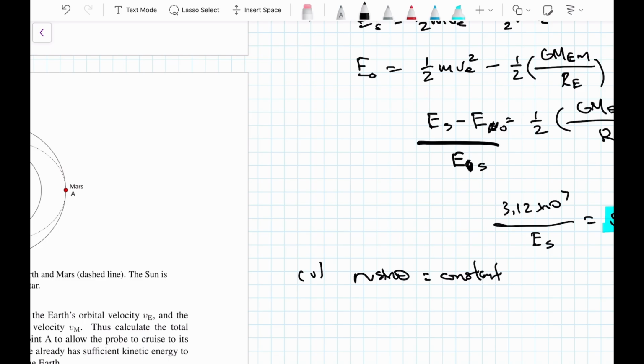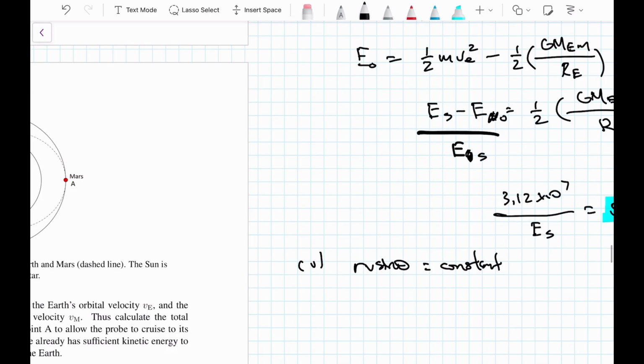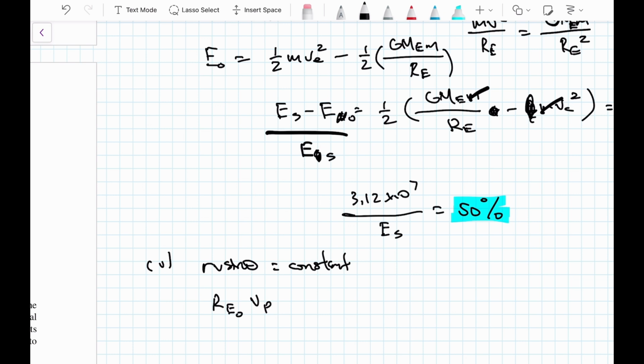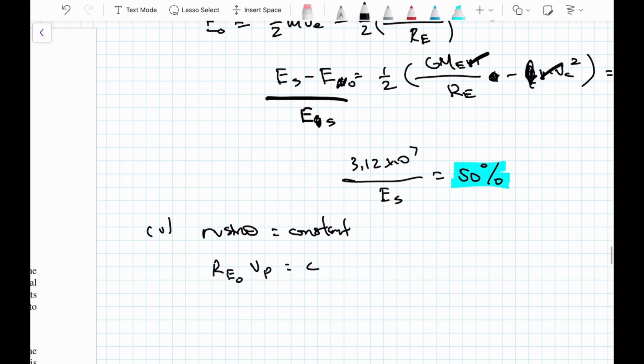Now, let's just say in the case of VP, first of all. In the case of VP, it's basically equal to REO VP sine theta is equal to, because theta in this case is 90 degrees, so that should be multiplied by 1, is equal to a constant. Let's just say C. And then in the case of the point at Mars, RMO VA is equal to C.